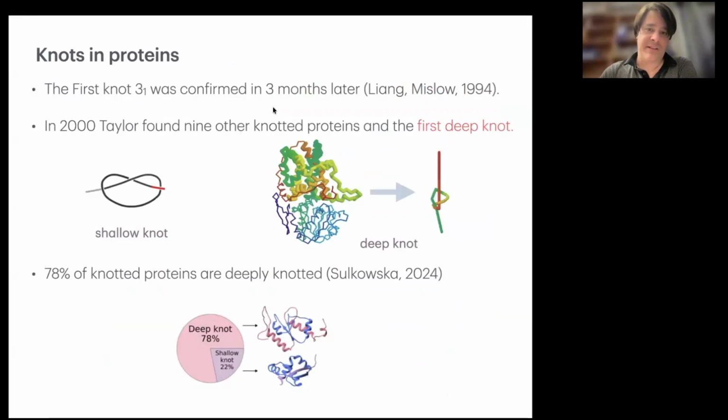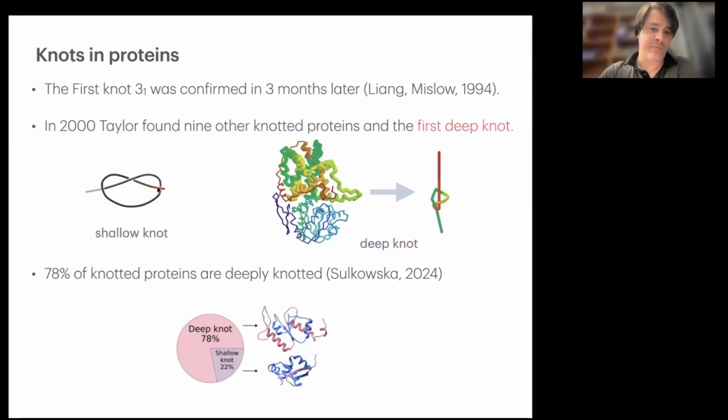And 3 months after that announcement, Mislow confirmed the existence of the 3-1 knot exactly on the candidate he suggested. And then a few years later, people started to find more and more complicated knots inside proteins. Not just the trefoil, but also the figure-8 knot, the 5-1 knot, and so on. And in 2000, Taylor found that knots can also be deep, which was kind of a new revolution because all the previous knots were very shallow. By shallow, we mean that if you just cut out a few amino acids from one end, it becomes unknotted.